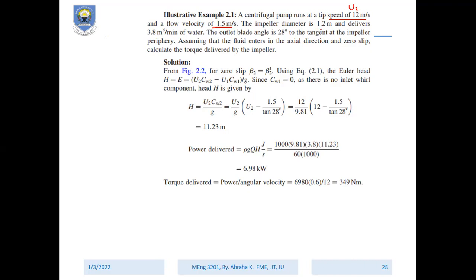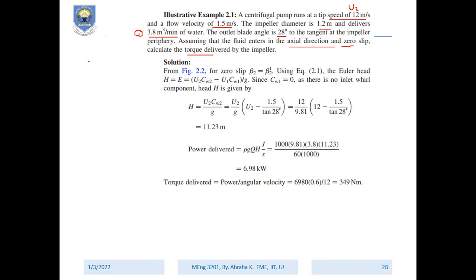The impeller diameter is 1.2 meter and it delivers 3.8 meter cube per minute. This is the flow rate. The outlet blade angle is 28 degrees. This is beta 2 to the tangent at the impeller periphery. Assuming that the fluid enters in the axial direction and zero slip, calculate the torque delivered by the impeller.